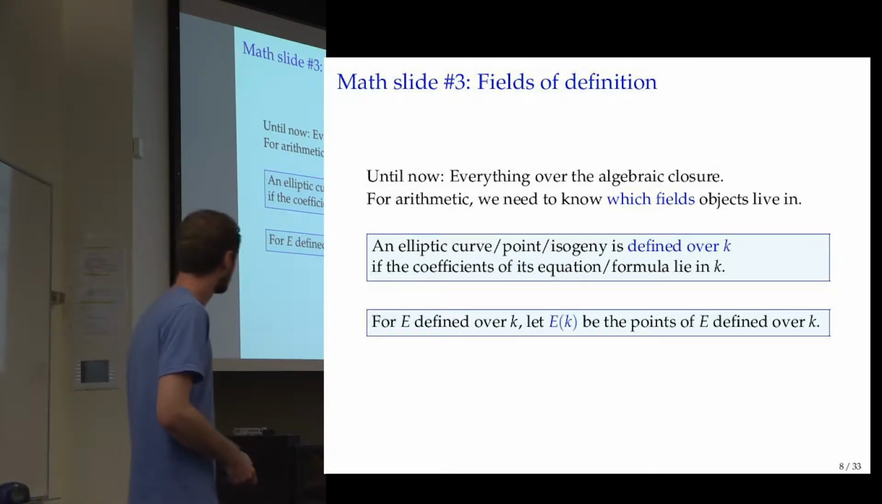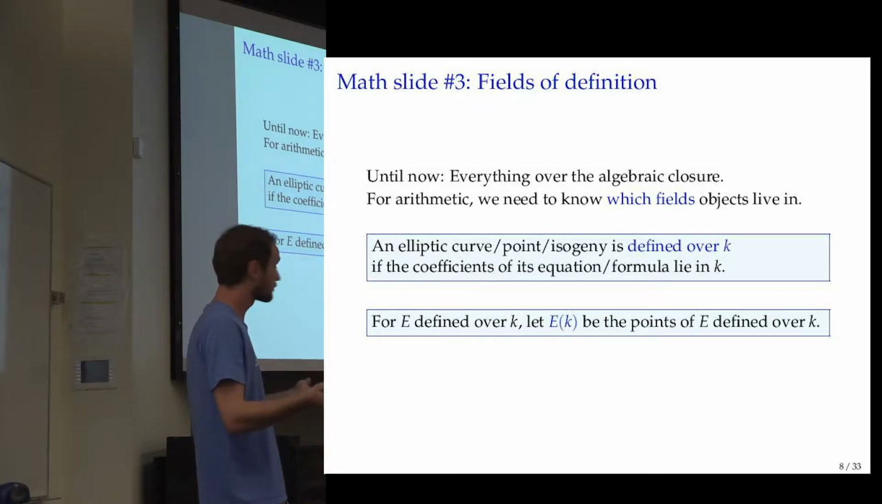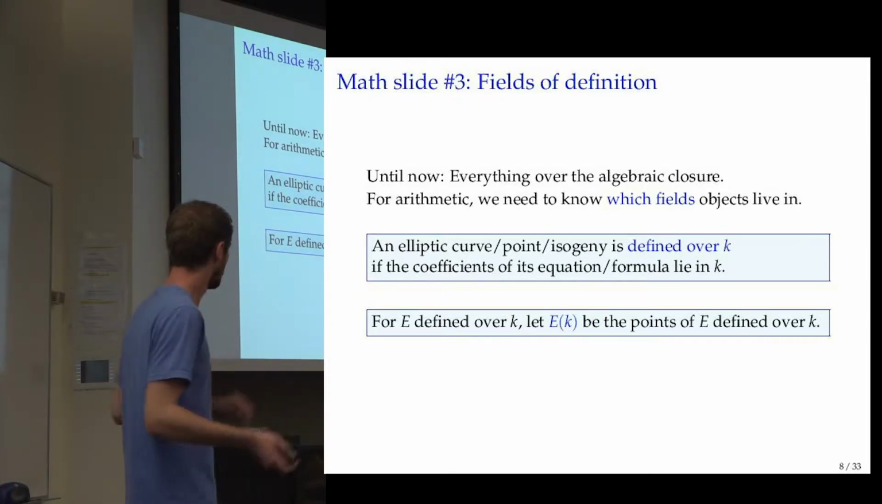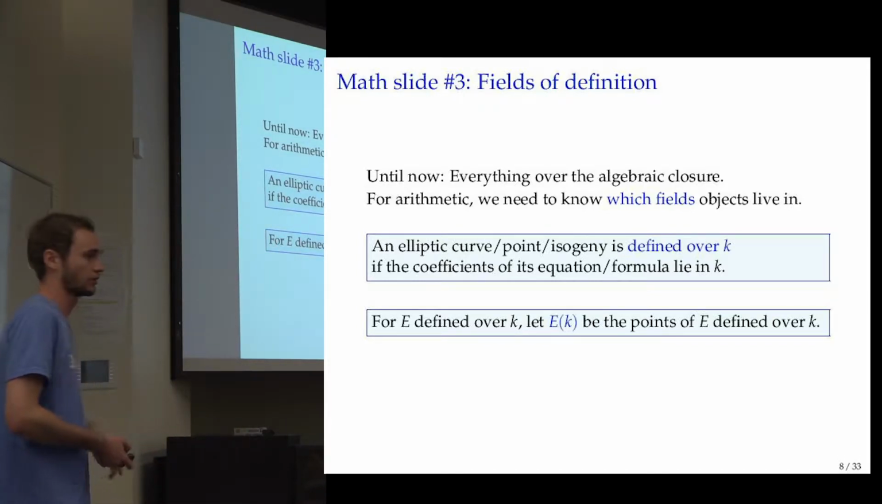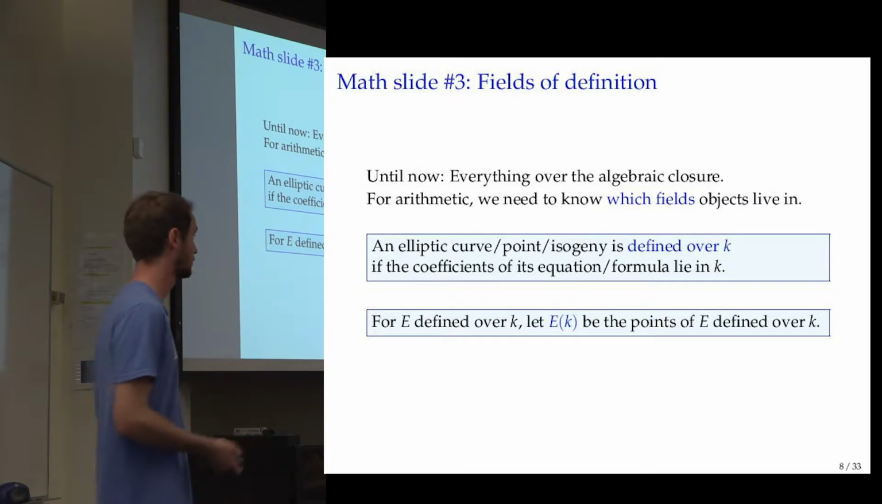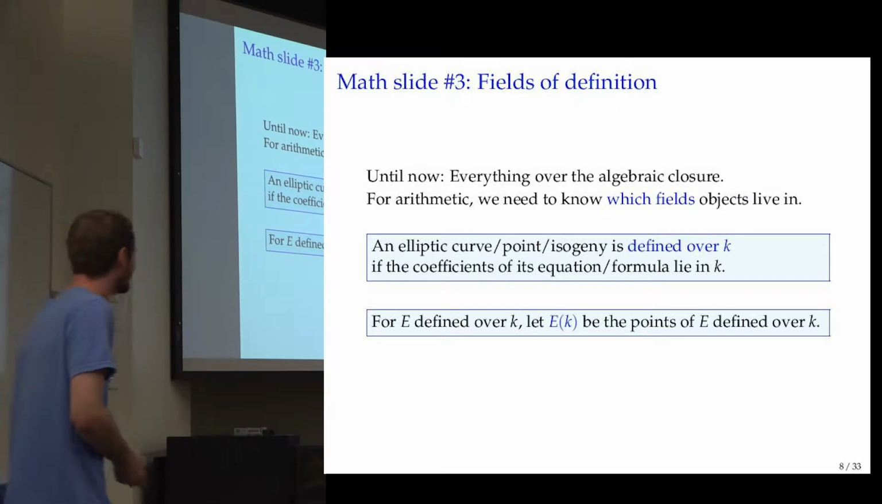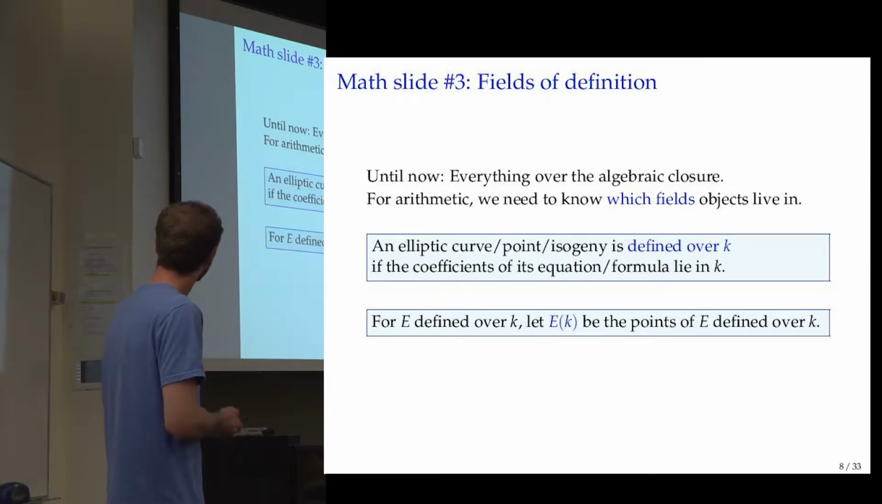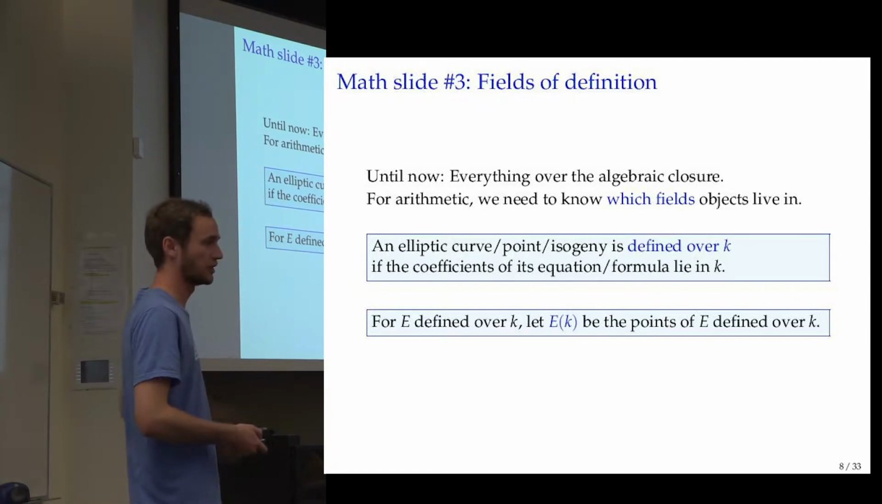And here's a bit of notation. If you look at an elliptic curve over a finite field, or any field K, you can just look at the subset of the points that are defined over K. It turns out that this is actually a subgroup. So when you compose two things, you're never leaving the same field, which is very useful for computation. And this shows up in many different places.